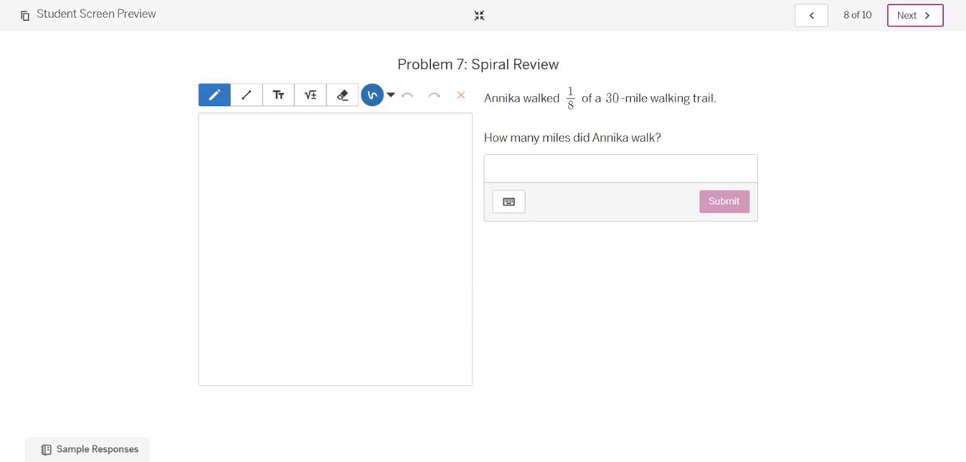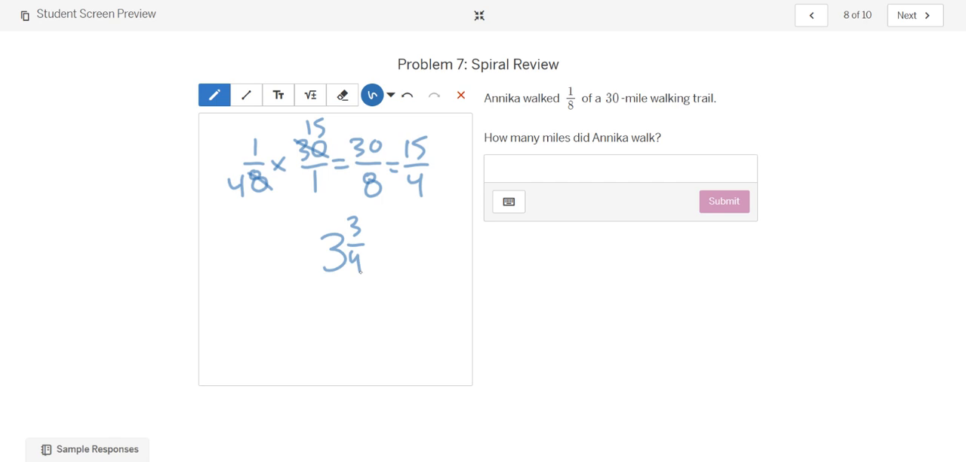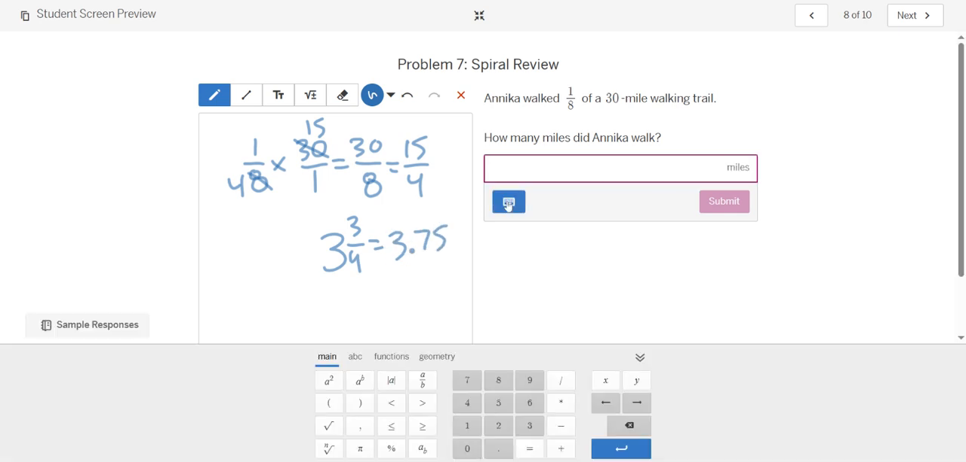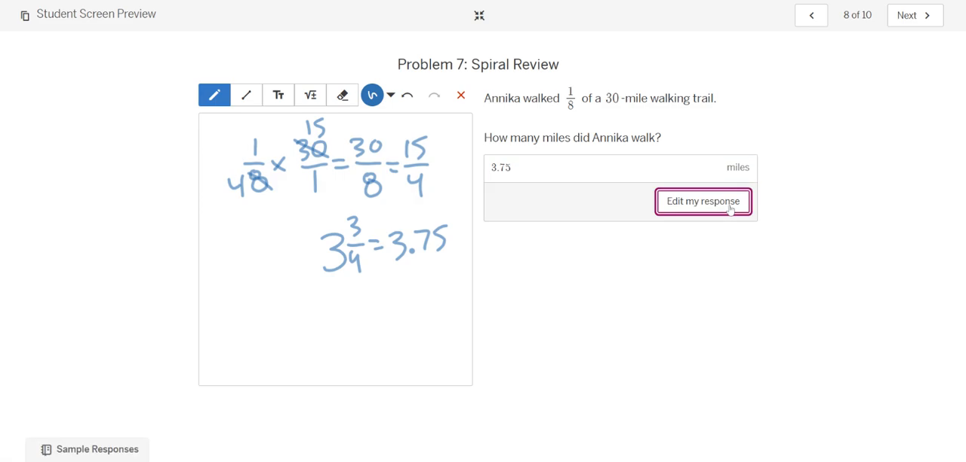1/8 of 30 is 1/8 times 30 over 1. If I just did that straight across, it'd be 30 over 8. But I know that 2 goes into that 15 times, 2 goes into that 4 times. So I get that also equals 15 fourths. 4 goes into 15 3 times with 3/4 left over. But we're in a decimal chapter, so maybe 3.75. 3.75. Submit.